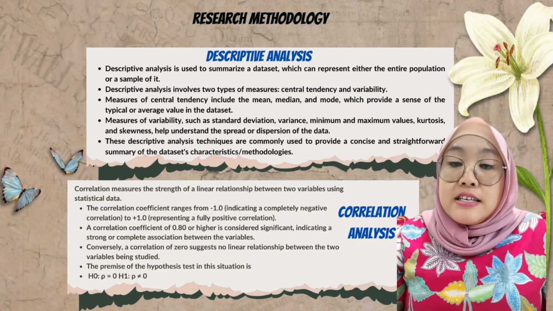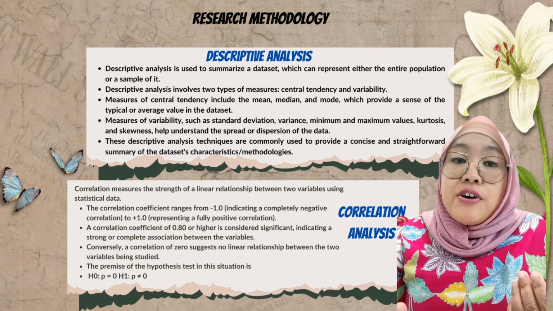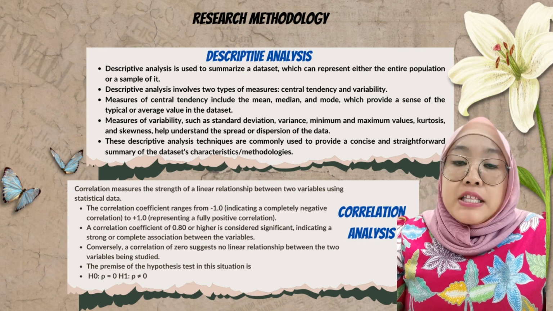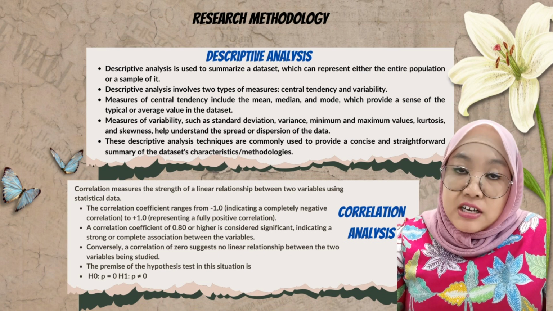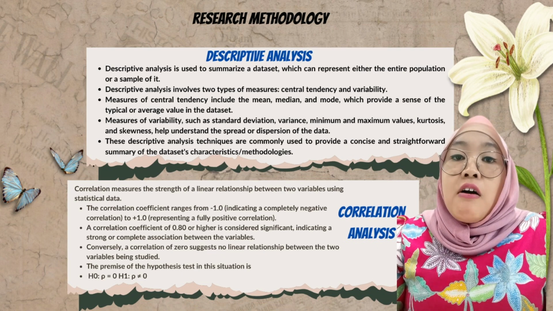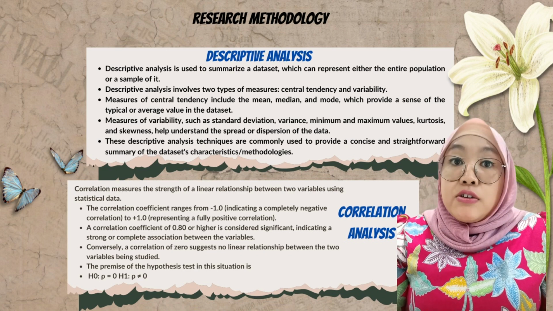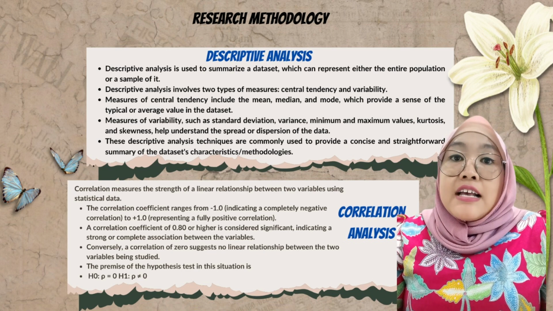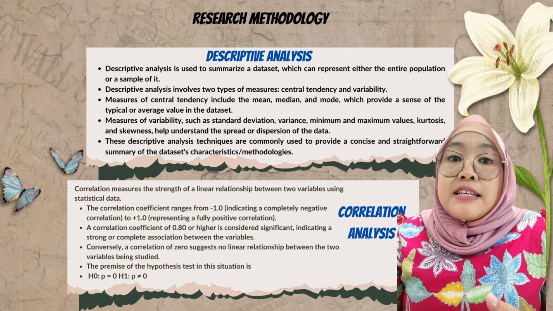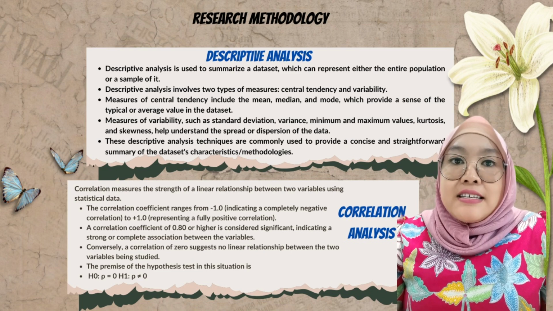Measures of central tendency include the mean, median, and mode, which provide a sense of the typical or average value in the dataset. Measures of variability, such as standard deviation, variance, minimum and maximum values, kurtosis, and skewness, help understand the spread or distribution of the data. These descriptive analysis techniques are commonly used to provide a concise and straightforward summary of the data sets and characteristics or methodologies.